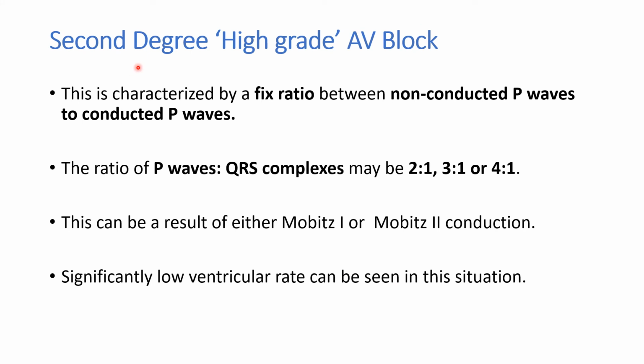Second degree high-grade AV block is characterized by a fixed ratio between non-conducted P waves and conducted P waves. The ratio of P waves to QRS complexes may be 2 to 1, 3 to 1 or 4 to 1. This can be a result of either Mobitz type 1 or Mobitz type 2 conduction. Significantly low ventricular rate can be seen in this situation.